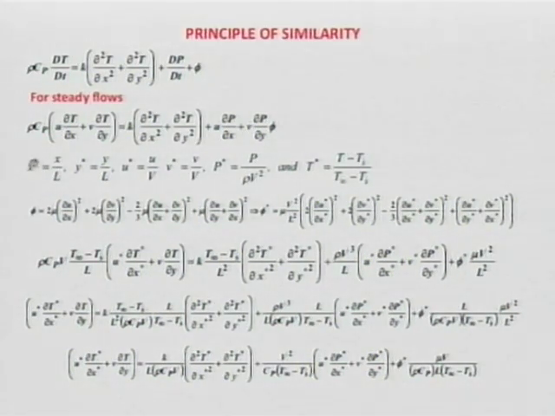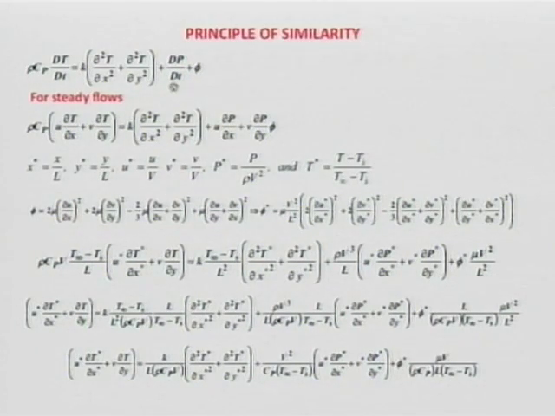I am going to non-dimensionalize every length term. It can be x or y by some characteristic length L, and u star by some characteristic velocity. If it is internal flow, it will be the average velocity. If it is external flow, it will be u infinity. And the pressure term by rho V square, and T star by T minus Ts upon T infinity minus Ts.